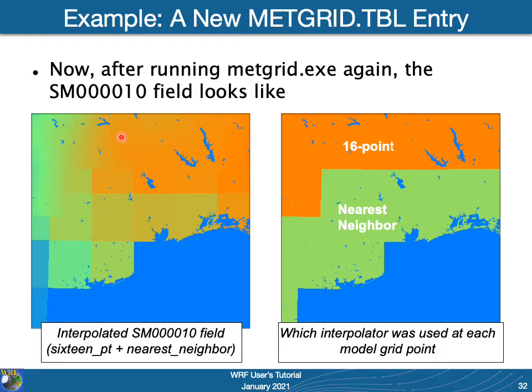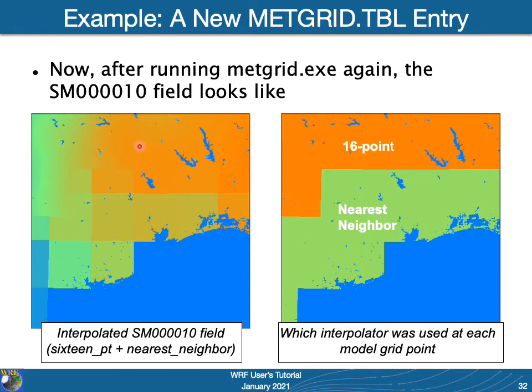So you'll notice that there are some parts of our model domain where the soil moisture field looks very smooth. And it turns out those are the model grid cells where we had a 4x4 grid of valid GFS data points around those model grid points. And so the metgrid program was able to apply a 16-point interpolation stencil.